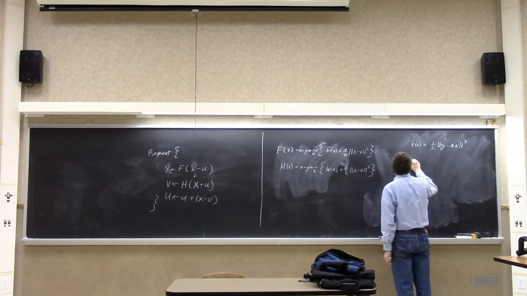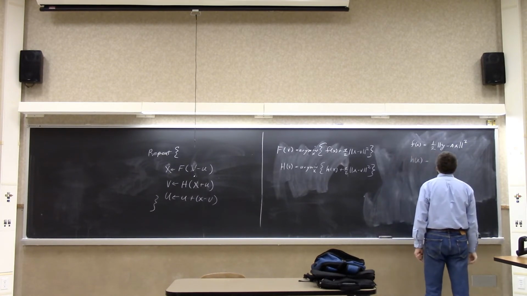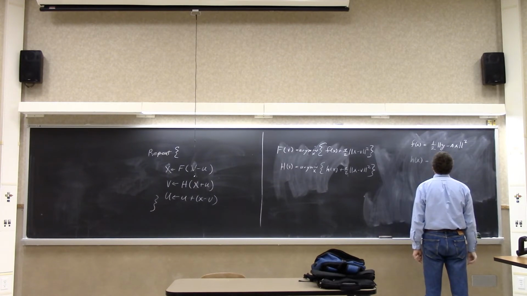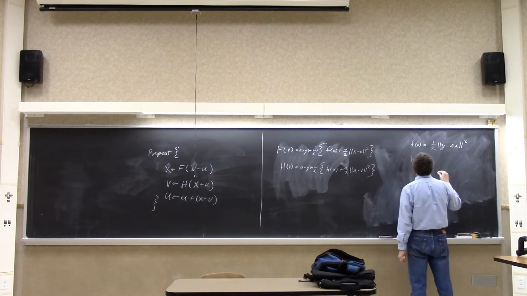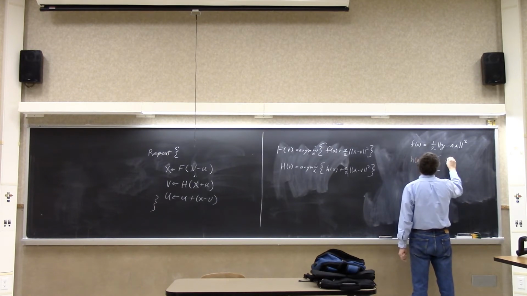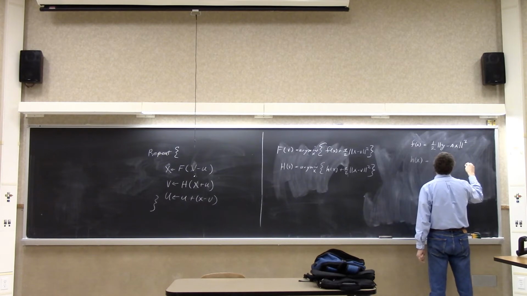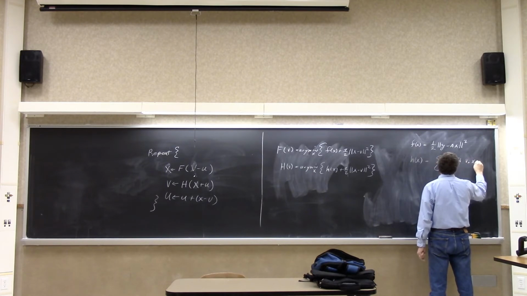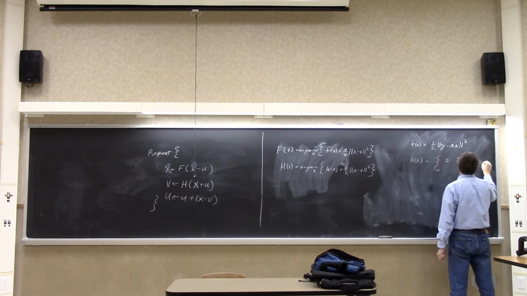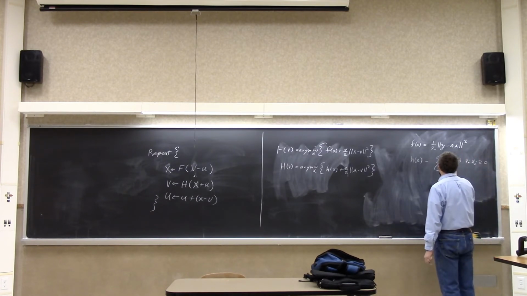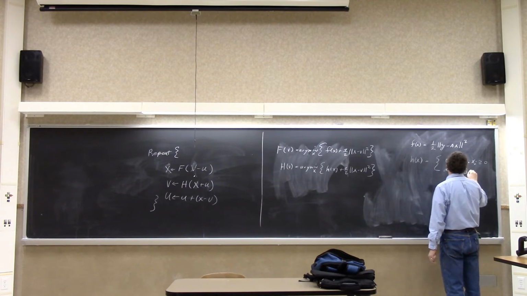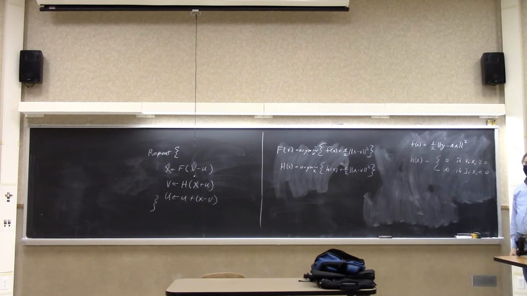Now, and then say h of x is equal to, so like, let's say h of x is equal to 0 if for all i, x i is greater than or equal to 0, and it's equal to infinity if there exists an i such that x of i is less than 0. So this is called a positivity constraint.